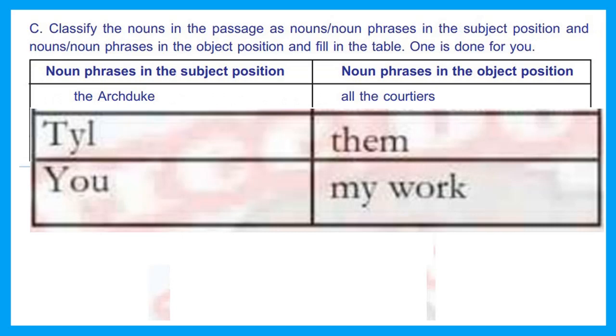Now classify the nouns in the passage as nouns or noun phrases in the subject position and nouns or noun phrases in the object position and fill in the table. One is done for you. Noun phrases in the subject position: the Archduke, child, you. Noun phrases in the object position: all the courtiers, them, my work.